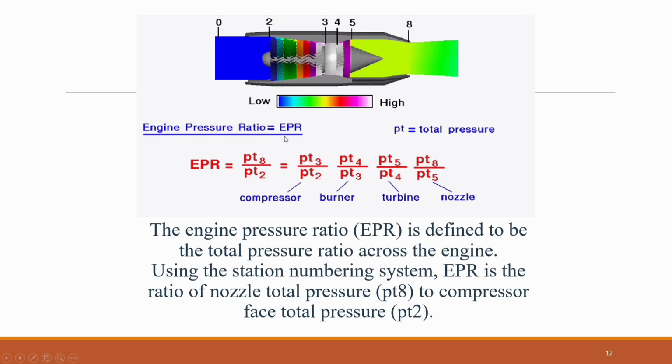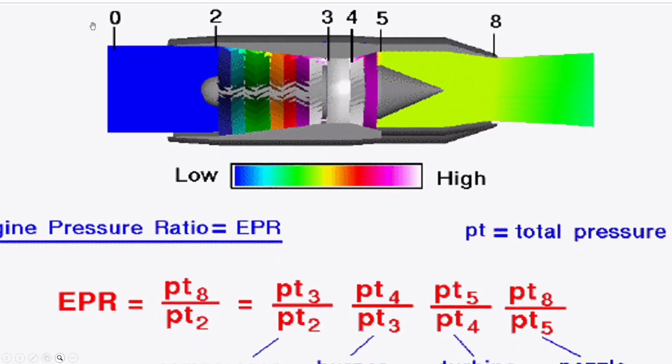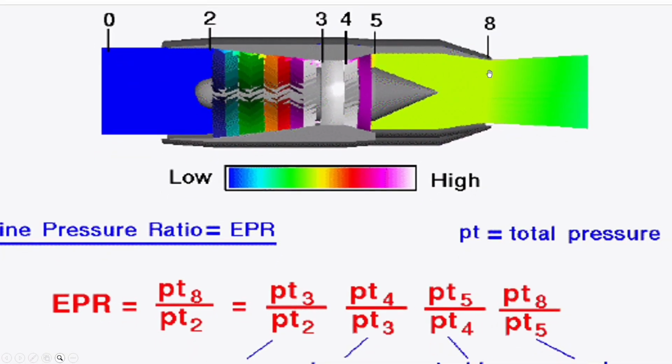Standard station numbering system. In jet engine analysis, it is essential to identify specific locations within the engine so that pressures, temperatures, and other flow properties can be measured, compared, and calculated consistently. This is accomplished using the standard station numbering system, which assigns numbers to key points along the engine's airflow path. Each station represents a reference point where measurements can be made for performance analysis or control purposes.